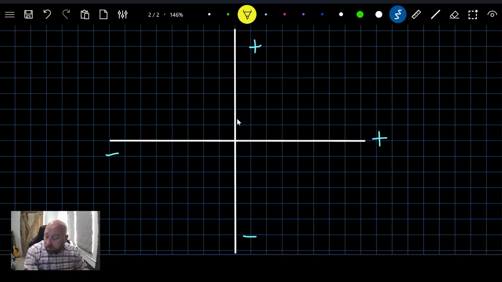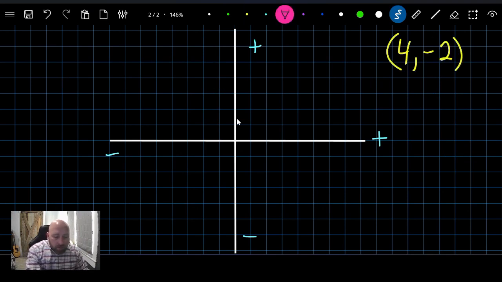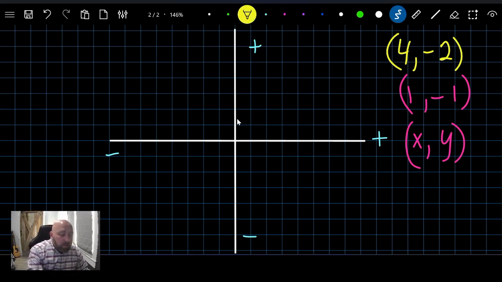All right, let's do one more of these. We have the points 4, -2, and then we'll do the other one in this pink color, and it is 1, -1. Don't forget that we're dealing with x, y always when we're dealing with coordinate numbers. So here's what we want to do. Let's put this yellow one on first, 4, -2.